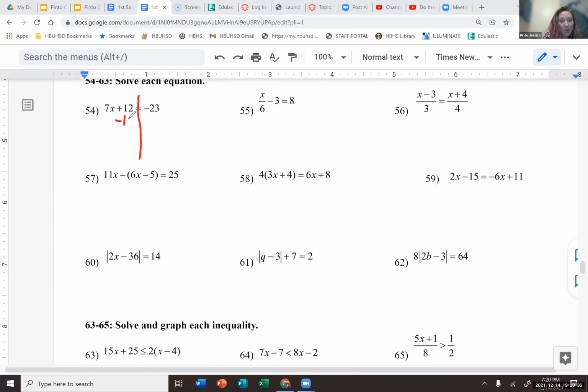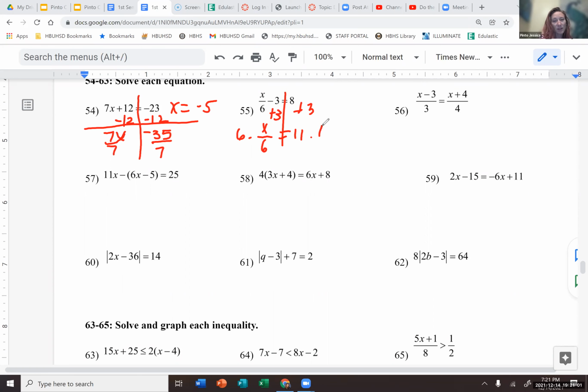So I'm going to subtract 12. That's going to be negative 35. That's 7x. And then dividing by 7, x equals negative 5. On 55, I'm going to add 3. It's going to be 11 is equal to x over 6. And that's x divided by 6, so I times by 6, giving me x is equal to 66.